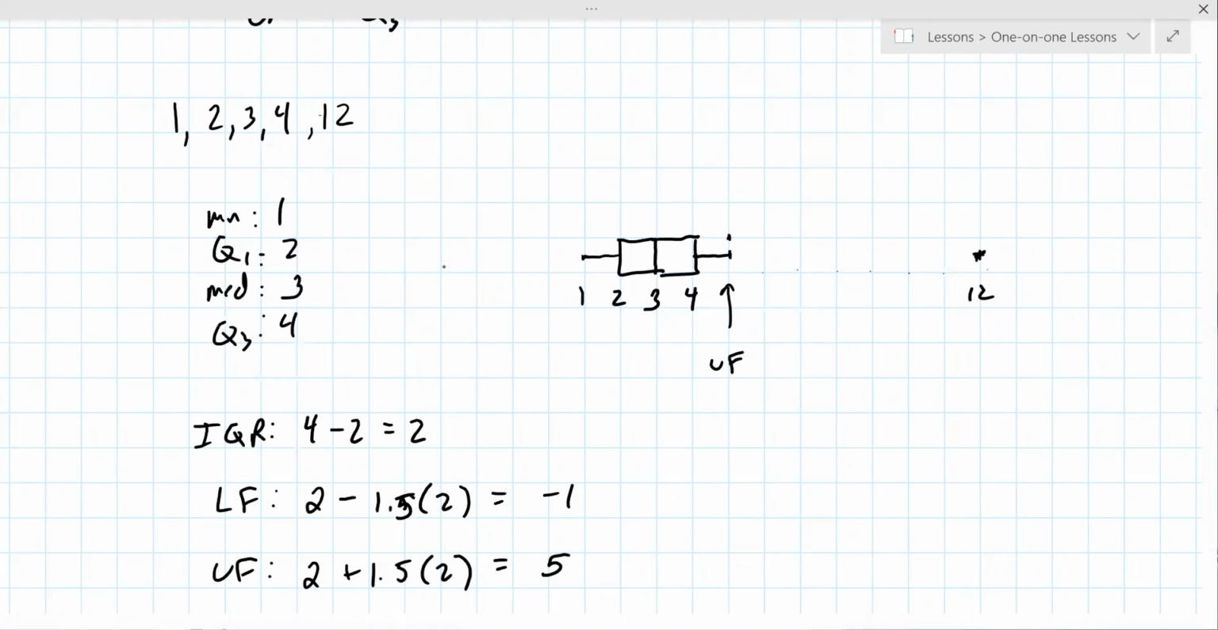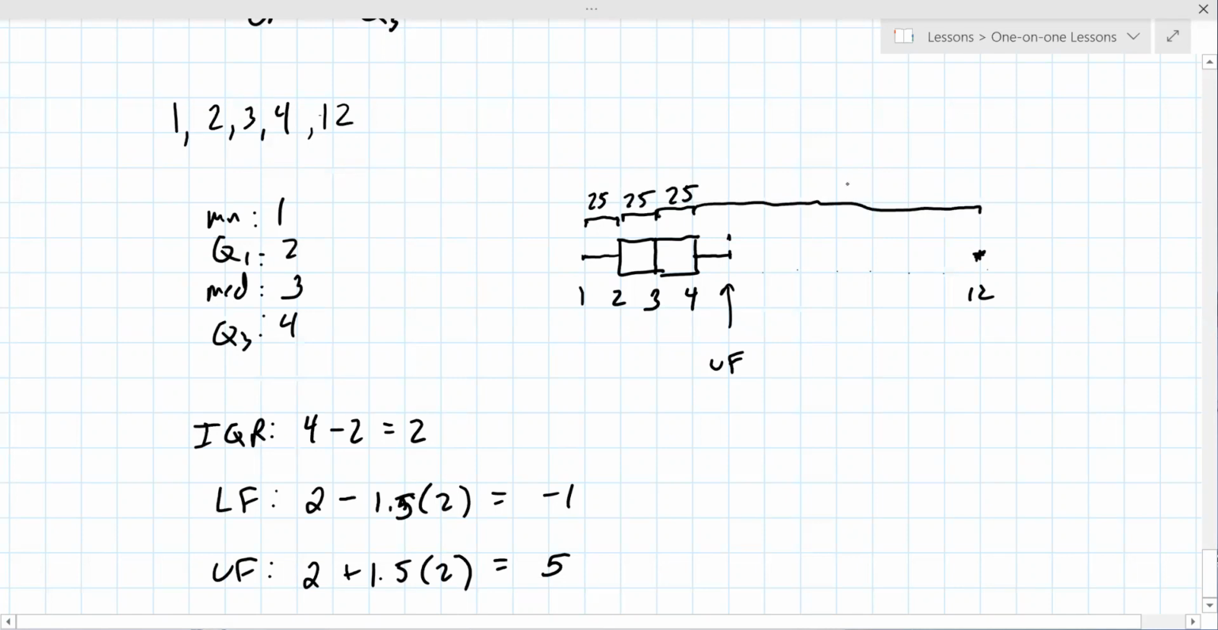Okay. So again, what's maybe not clear is that 25% of the data is there, 25% of the data is there, 25% of the data is there, and then that's the last 25%. Yes. Okay. Yeah, that makes a lot more sense.